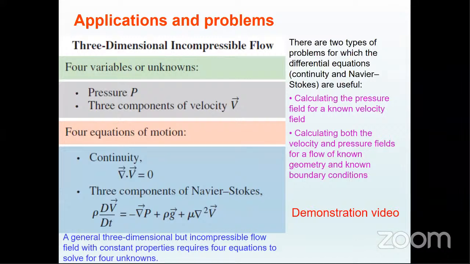This is a general three-dimensional, incompressible flow field with constant properties that requires four equations to solve for the four unknowns. Four equations are required to solve for the four unknowns: one for the pressure and three for the velocities.